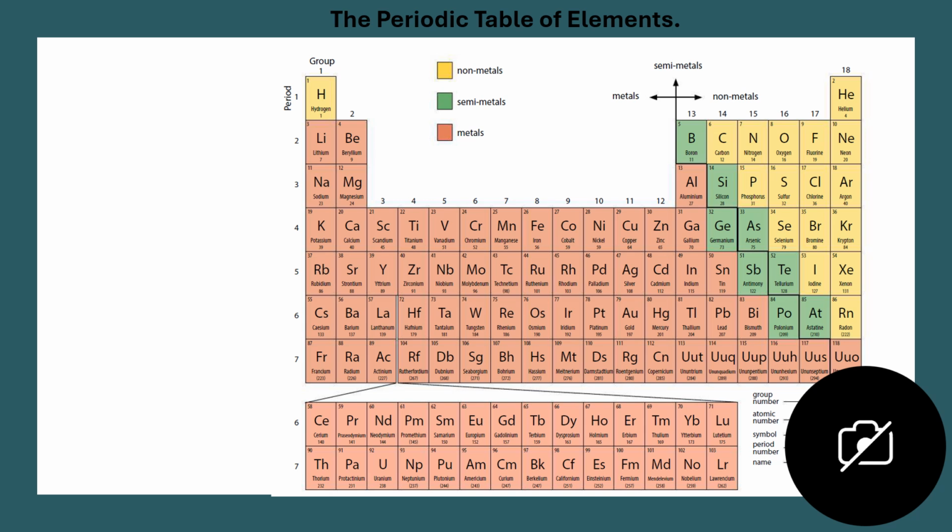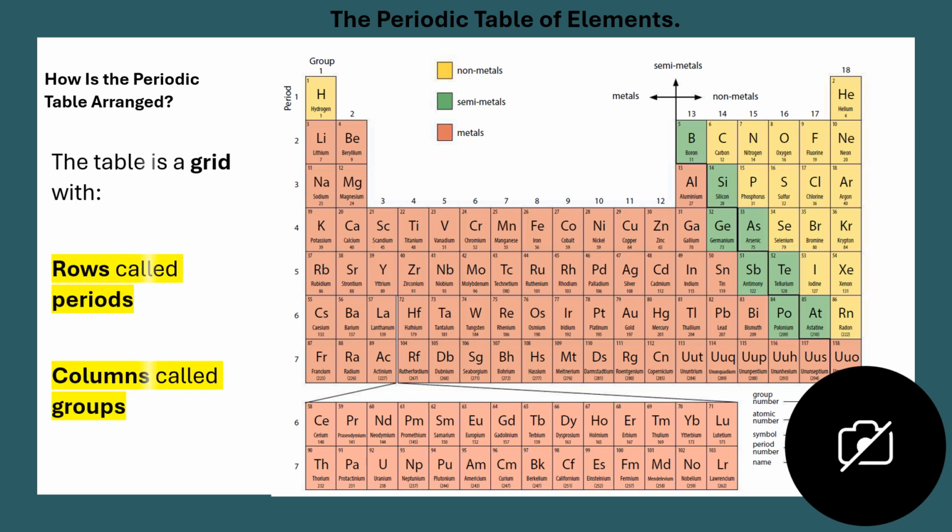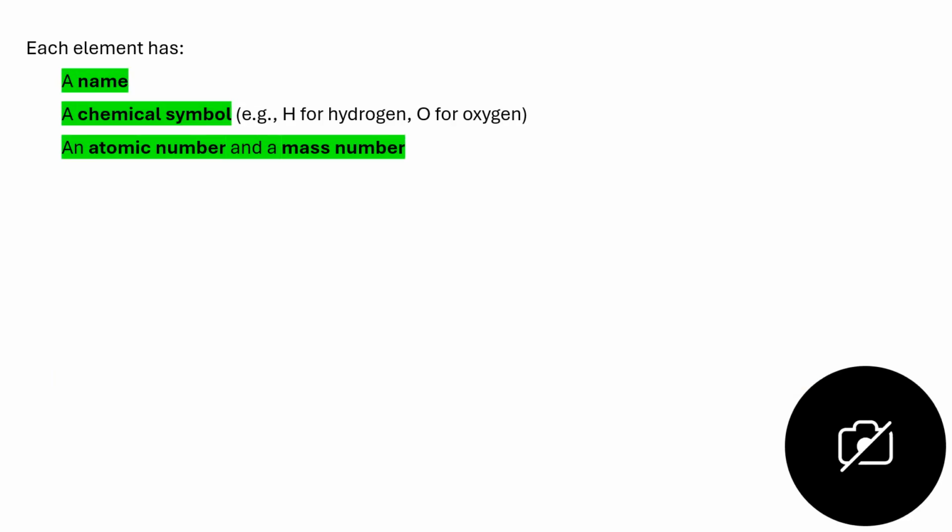So let's look at how these are arranged. Okay, so we're going to move on. Now, each element has a specific name. Like, for example, you had hydrogen. Then we have the symbol for hydrogen. It is H. That is called the chemical symbol. And then it has an atomic number and a mass number. And that tells you how it is arranged in the periodical table.